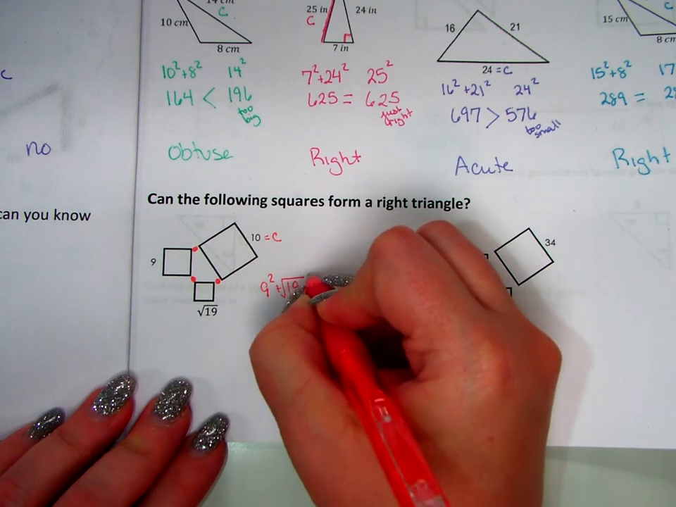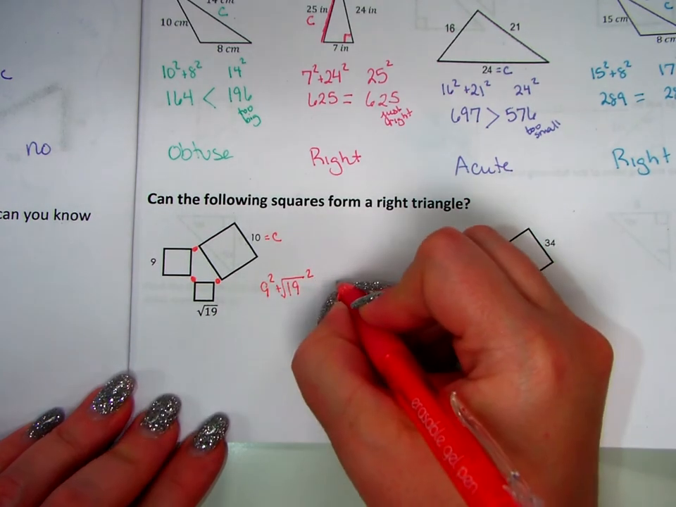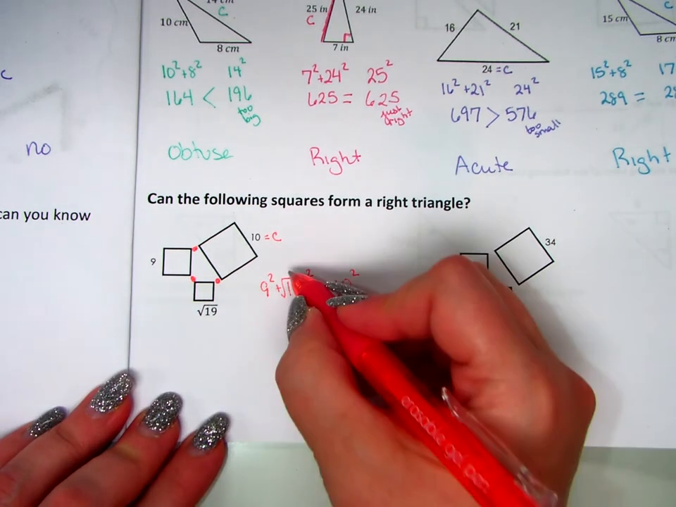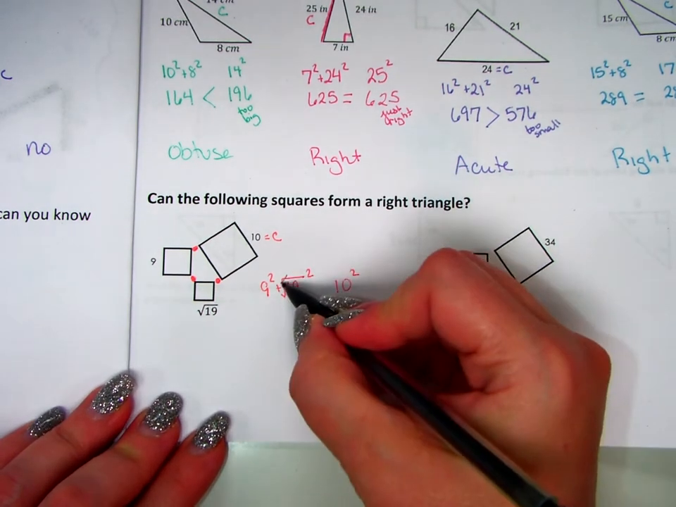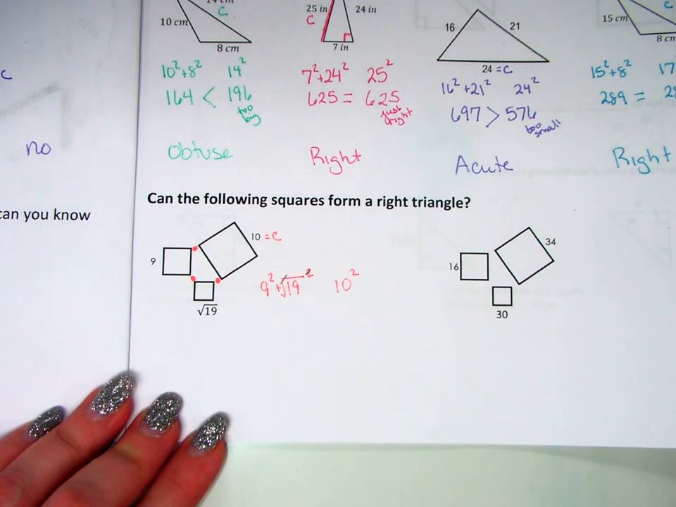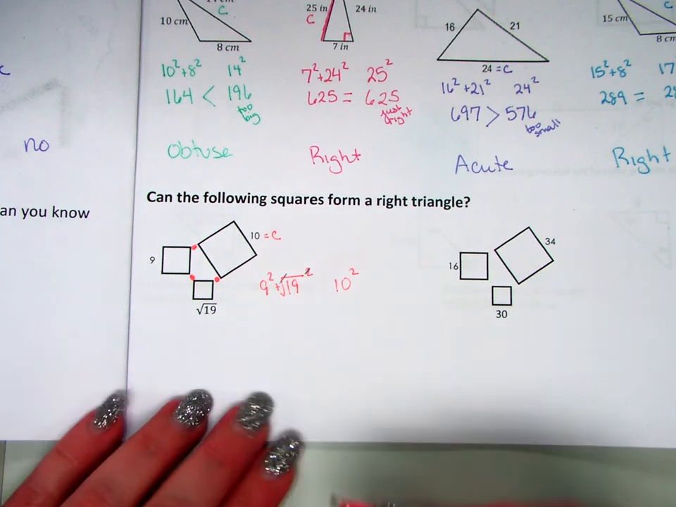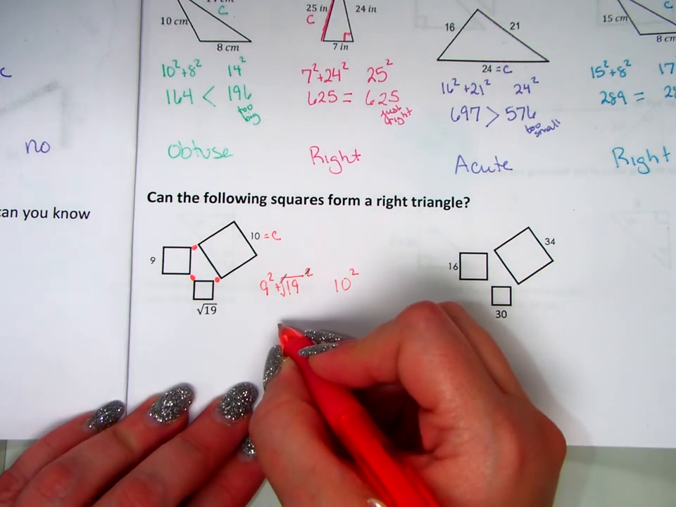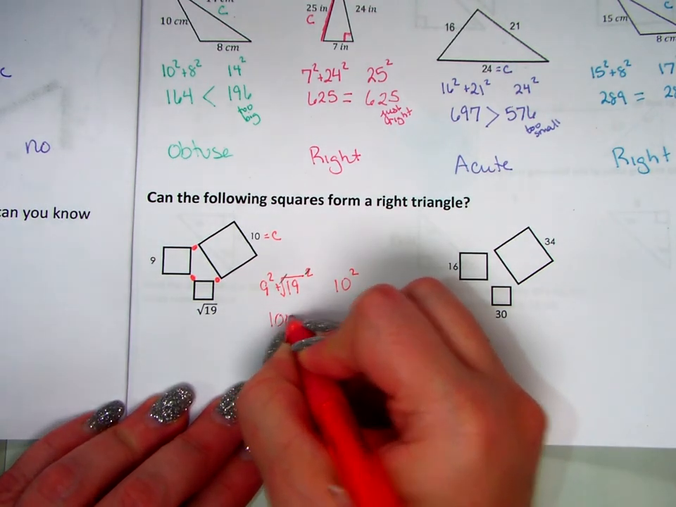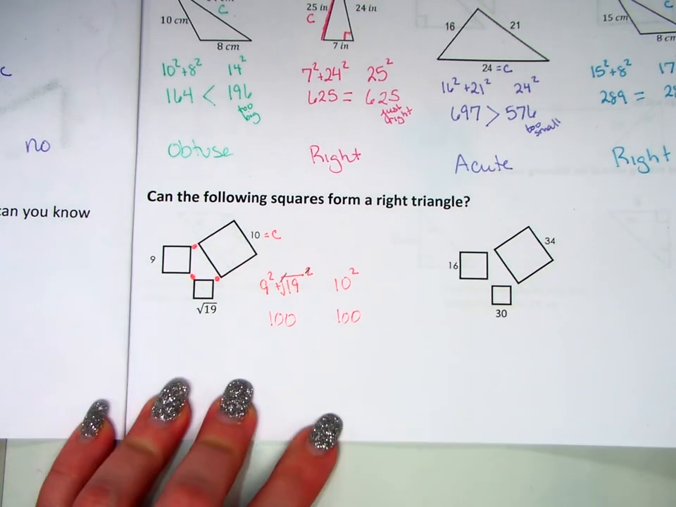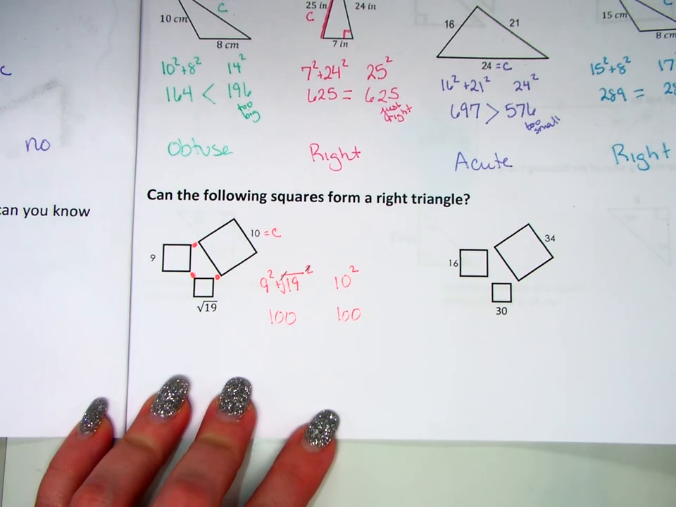So I'm going to look at 9 squared plus the square root of 19 squared, compared to 10 squared. And really, when you put this one in the calculator, you could just do 9 squared plus 19, because I know that square and the square root are going to cancel. So it's really just 9 squared, which is 81, plus 19. What's 81 plus 19? 100. And 10 squared? 100. That's a pretty easy one to do without a calculator.